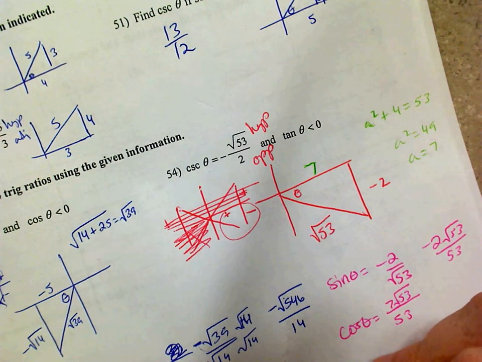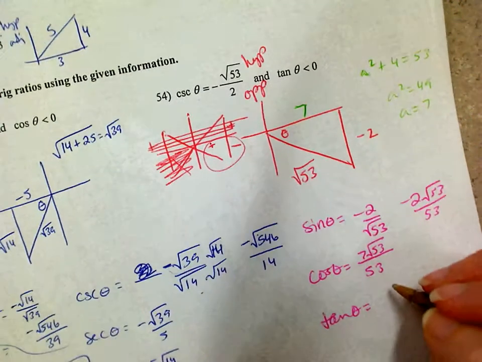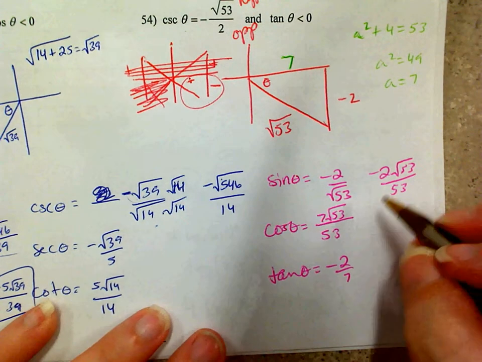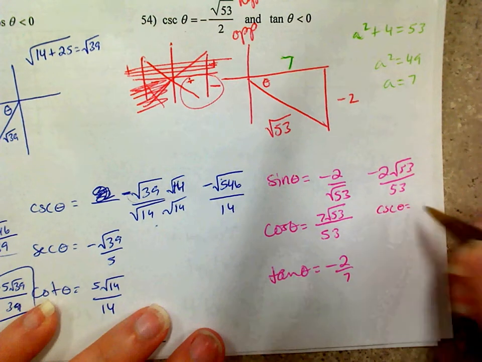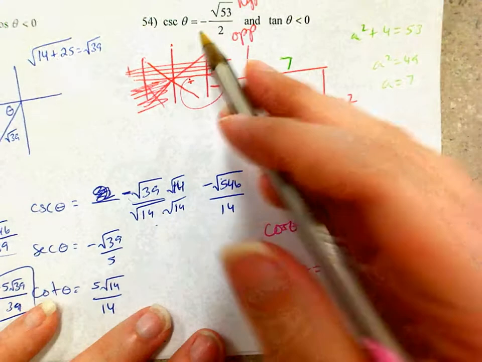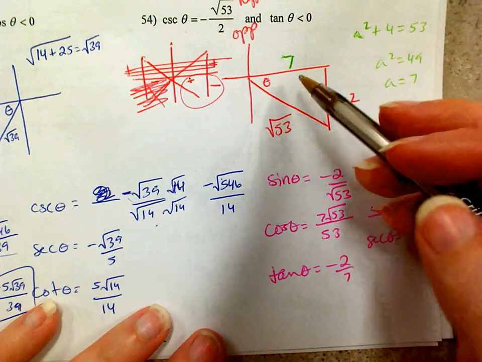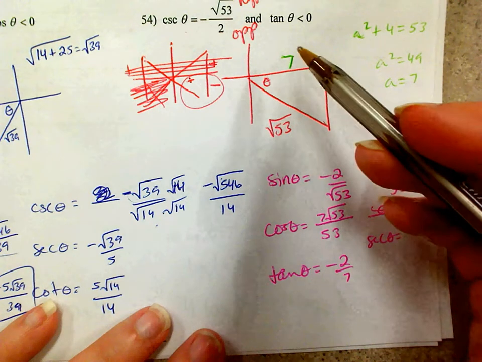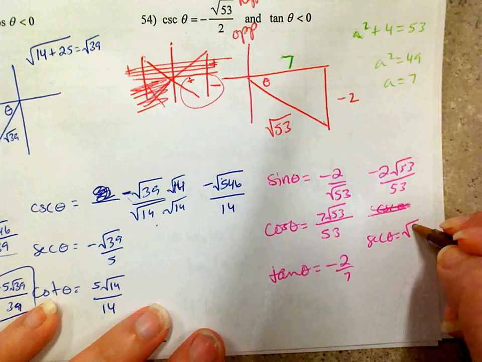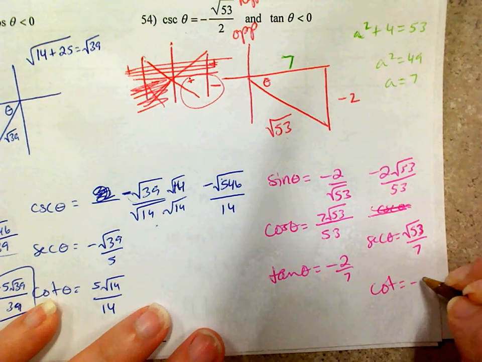Let's do cosecant. Cosecant is reciprocal of sine. No, actually, I already know cosecant. They just told it to me. So let's do secant. Secant is reciprocal of cosine. Cosine was adjacent over hypotenuse. So this is hypotenuse over adjacent. Square root of 53 over 7. And then cotangent theta is negative 7 halves. There we go. Two negatives going on.